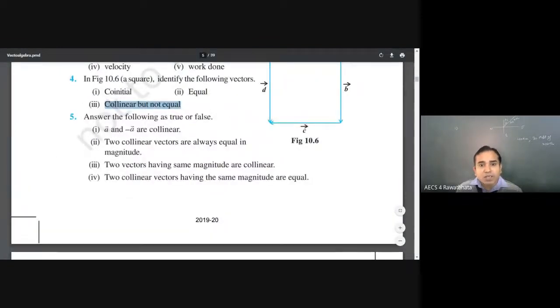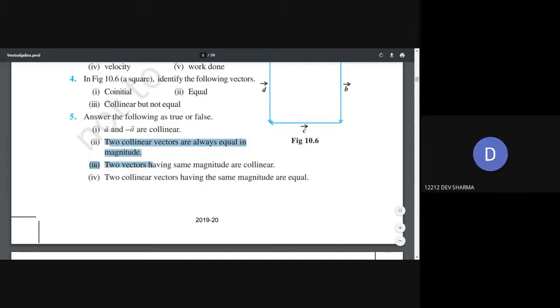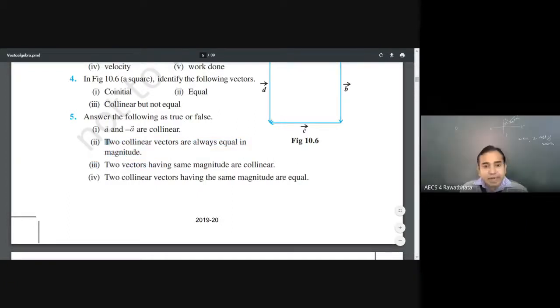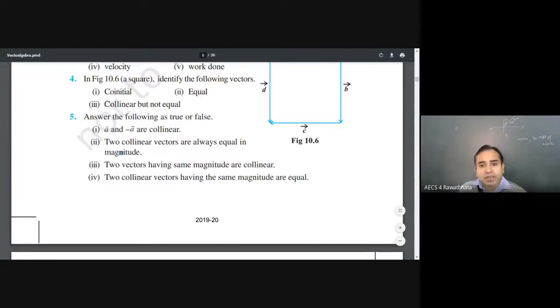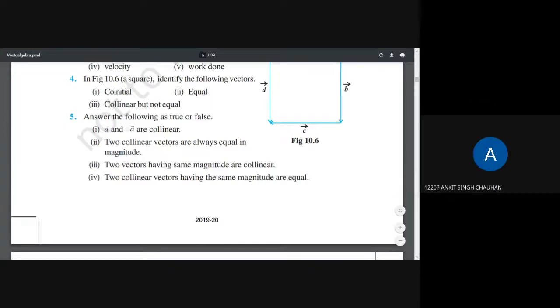Similarly, question 5 is there. Answer the following, true or false. A and minus A are collinear. True. B. Two collinear vectors are always equal in magnitude. False. Their direction will be same, but magnitudes may differ. Third part: two vectors having same magnitude are collinear. False. Two collinear vectors having same magnitude are equal. False. Their directions can be opposite.